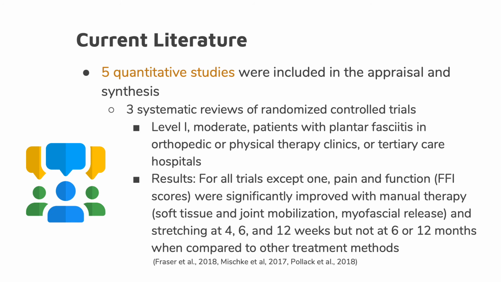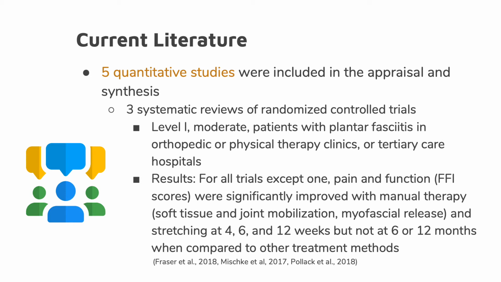5 quantitative studies were included in the appraisal and synthesis. 3 were systematic reviews of randomized controlled trials. They were level 1, moderate quality, and the population were patients with plantar fasciitis in orthopedic or physical therapy clinics or tertiary care hospitals. One study included in one of the systematic reviews found no significant difference in measures using manual therapy as an intervention, but for the remaining trials, pain and function were significantly improved with manual therapy, and this included Foot Function Index as one of the outcome measures.